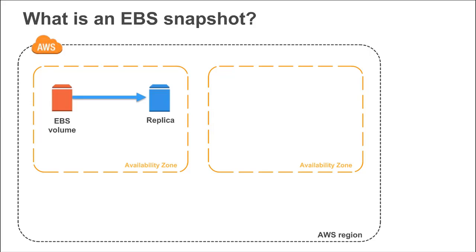So what are EBS snapshots? Well, you can back up the data on your EBS volume to Amazon S3 by taking a point-in-time snapshot of your volume. Snapshots are incremental backups of these volumes stored in S3, which is really designed for 11 nines of durability, which is several times more, an order of magnitude greater than the volume itself.